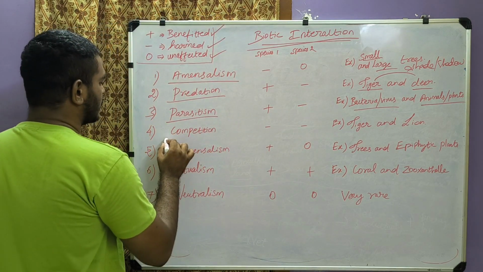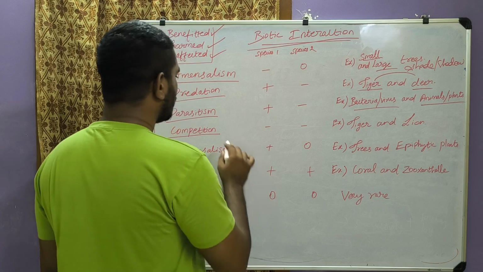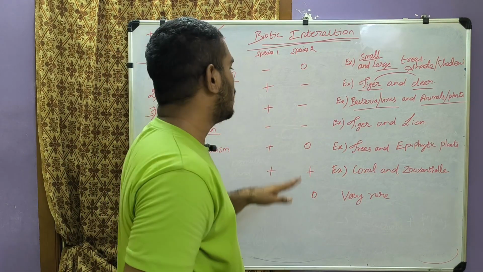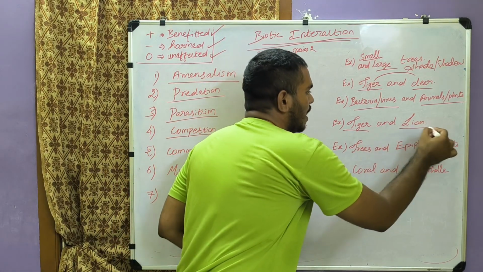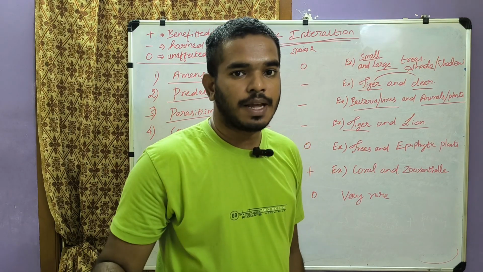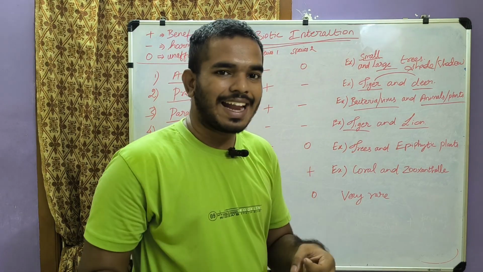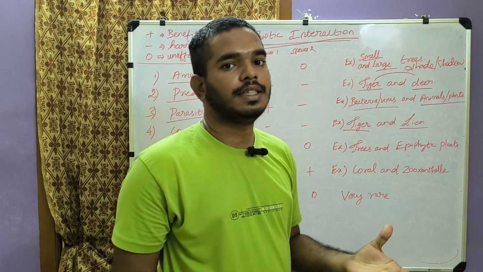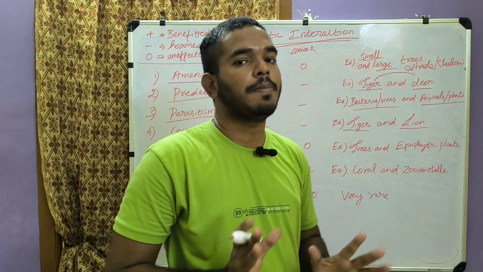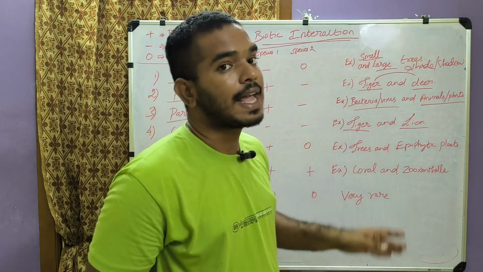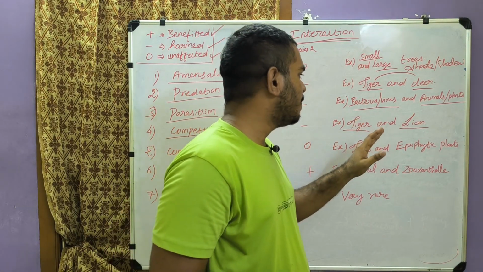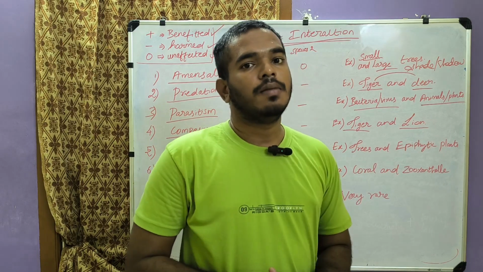Next, competition. In a competition, both species will get harmed. Take for example lion and tiger, or lion and cheetah, or tiger and cheetah. These are all predator species. They depend upon the same type of food. A tiger eats a deer, the lion also eats a deer. The tiger eats a buffalo, the lion also eats a buffalo.